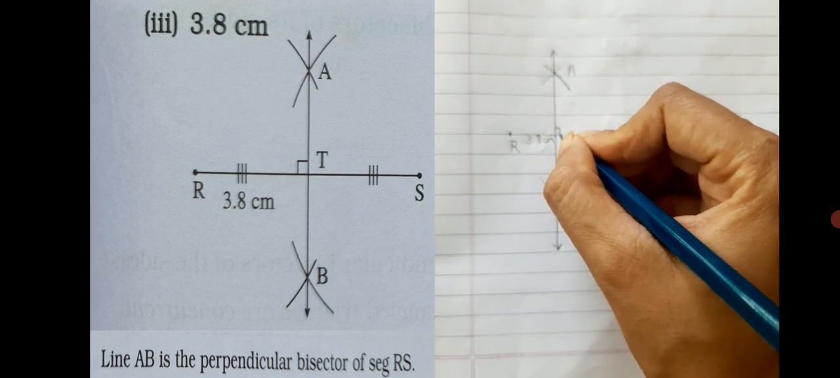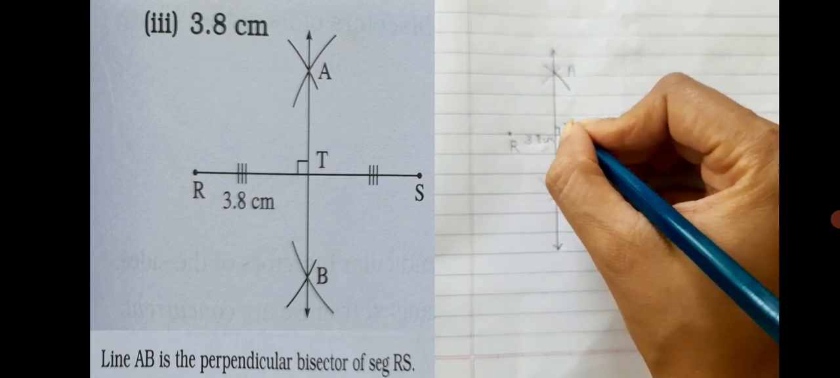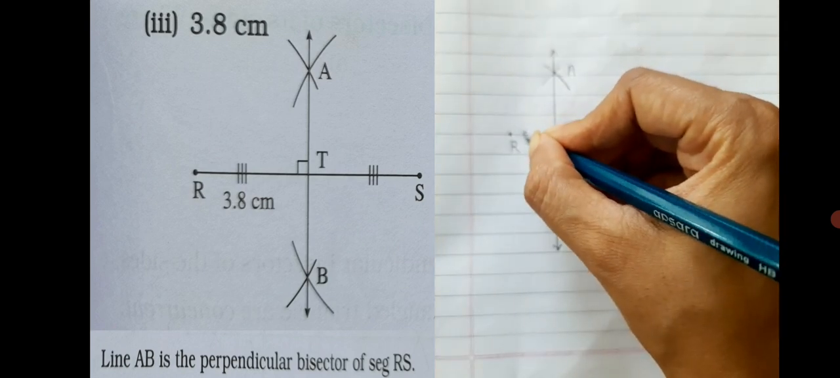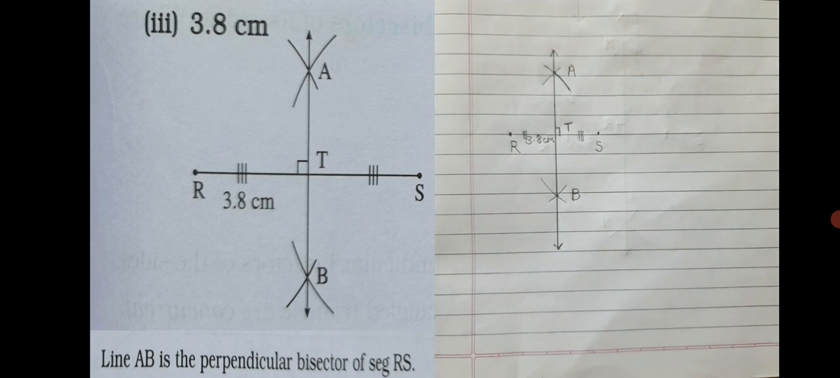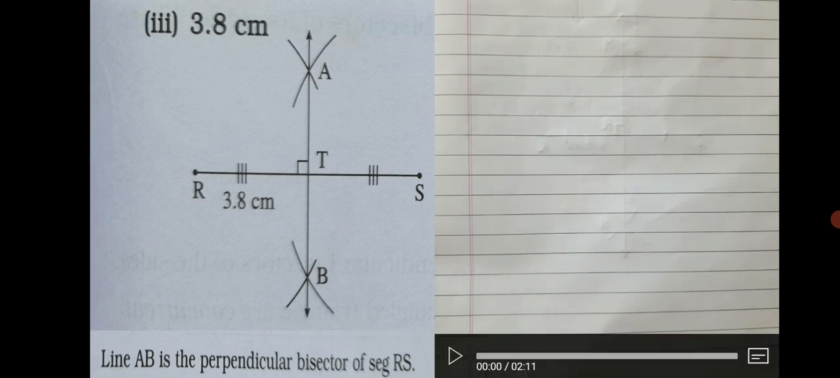And do not forget to show the symbol of perpendicular and name it as point T. So we draw the perpendicular sign and the symbol to show that it is a perpendicular bisector. Let's move on to the next question.